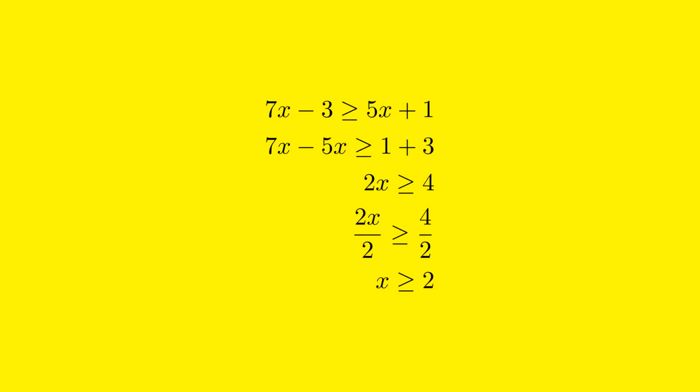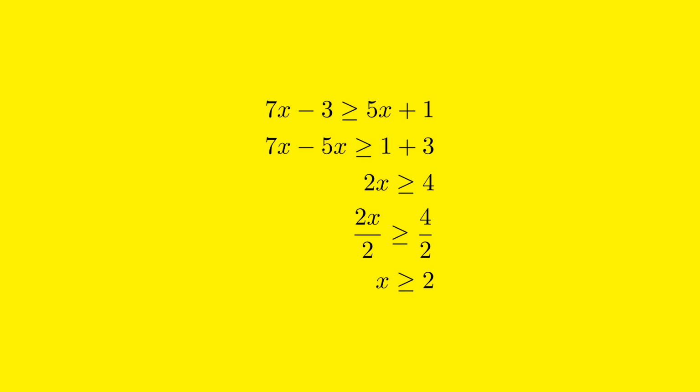We're starting with the inequality 7x minus 3 is greater than or equal to 5x plus 1. The goal is to get x by itself on one side of the inequality. First, we can eliminate x from one side to isolate it on the other side. We can choose to subtract 5x from both sides of the inequality. After subtracting, we get 2x minus 3 is greater than or equal to 1.